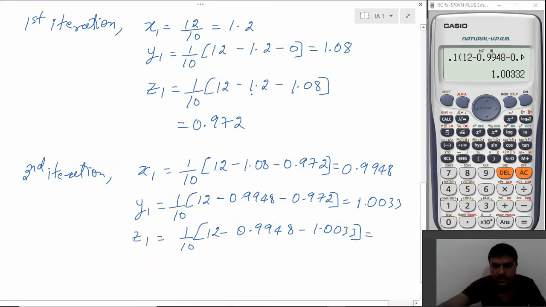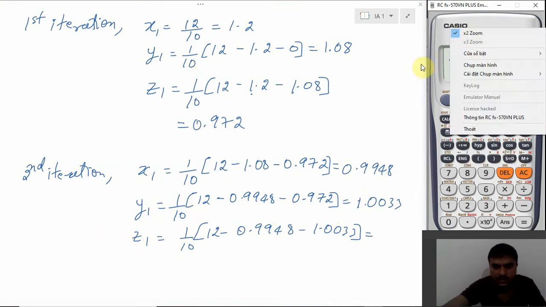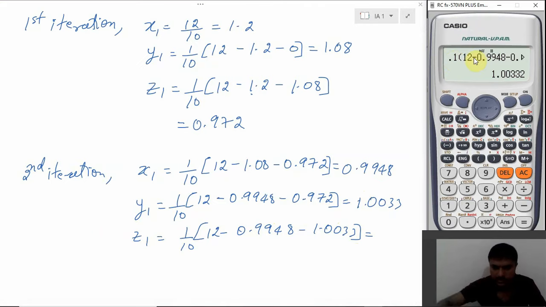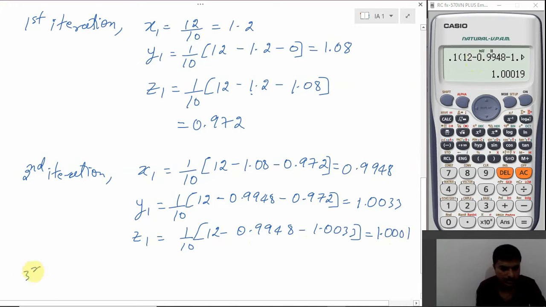You can put it in the calculator. All the values you can see. Okay, so in the calculator I'm going to substitute the value. 0.9948 is already there. Just put this value 1.0033. Enter. Without wasting your time, you'll get the answer. So I want to take only 1.0001, that is enough. Okay, similarly the process for the third iteration.